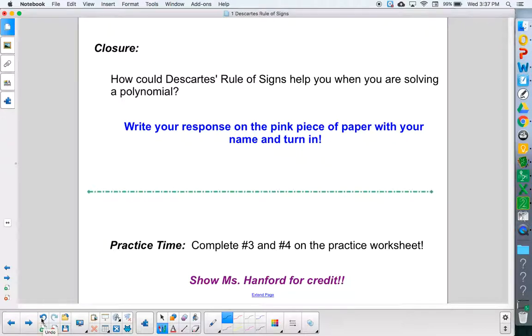Okay, so the closure question is, how could Descartes' rule of signs help you when you're solving a polynomial? So think about when we were solving all those big equations. You want to think about that answer and write it down. And then you also want to try and complete numbers 3 and 4 on the practice worksheet, which is posted on Schoology for you. And then you want to show me that for classwork credit.